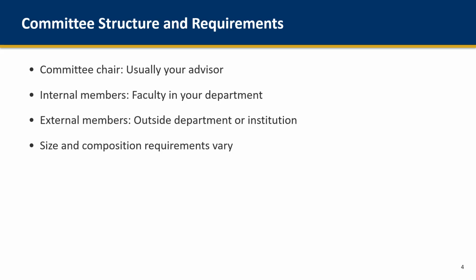External members may have expertise not available in your department or may represent fields your interdisciplinary work addresses. Committee size and composition requirements vary significantly. Check your program's specific requirements early. Common structures include 3 to 5 members with at least one external. Some programs require a graduate school representative or other specific roles. Knowing the rules helps you plan effectively.